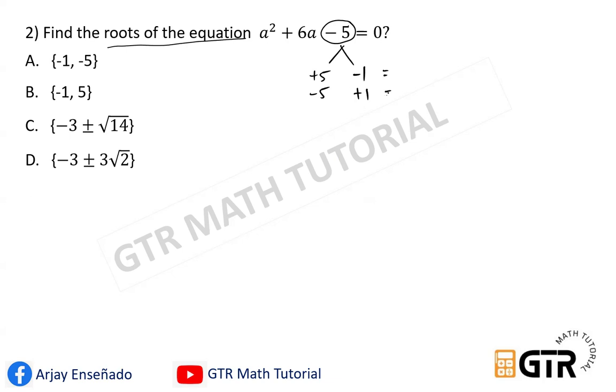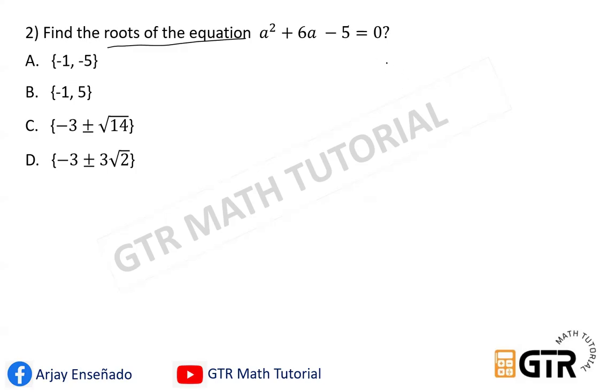Then add this. Positive 5 plus negative 1, we have positive 4. Negative 5 plus 1 is equal to negative 4. The sum should be positive 6. Since we only have positive 4 and negative 4, that means factoring is not applicable for this type of quadratic equation. So let's try to use completing the square or the quadratic formula.